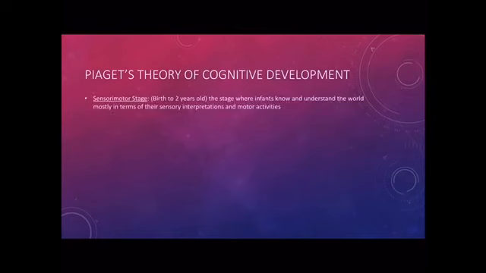Okay, and then these 4 stages of cognitive development, you want to know these like the back of your hand. I promise you these are going to get asked about. I always say, if there's 4 things, that makes a great multiple choice question, right? So you want to know what happens in each of these stages, and also the key milestones that children should be reaching by the end of each of these stages.